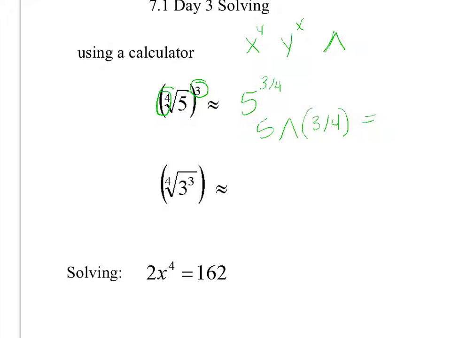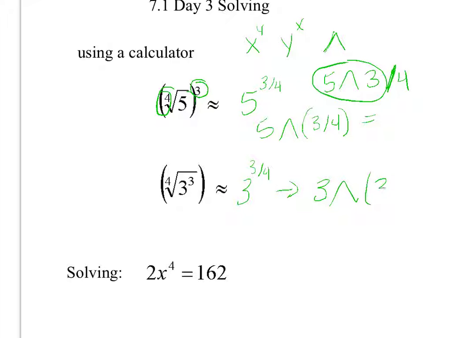Now if you don't use parentheses, then what it'll do is find 5 to the 3rd power, and then take that and divide it by 4. And you don't want that. You want it to have the 4 as part of the exponent. So on this one down here, this is 3 to the 3/4. So then on the calculator, it's going to be 3, exponent button, 3/4.